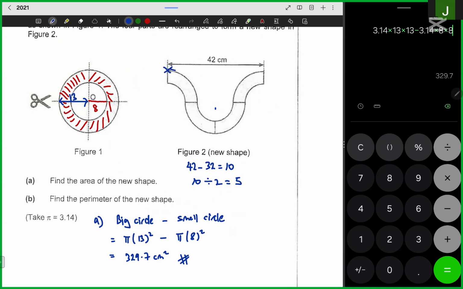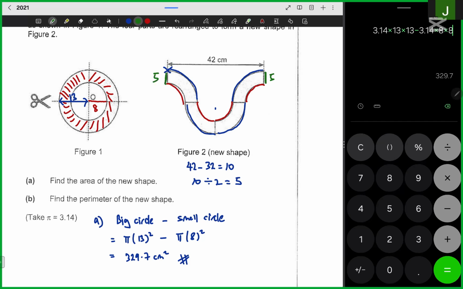This is what? Quarter of the big circle. Then this is small circle. Quarter of small circle, quarter of small circle. Quarter of big circle, this is 5. This is quarter of small circle, quarter of big circle, quarter of big circle, quarter of small circle, and 5.